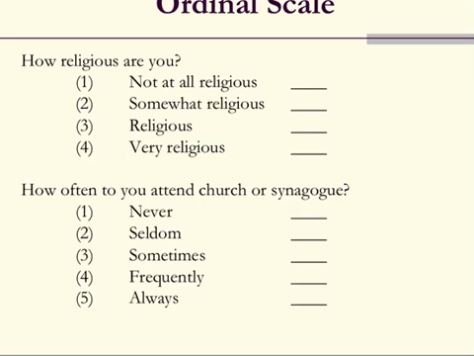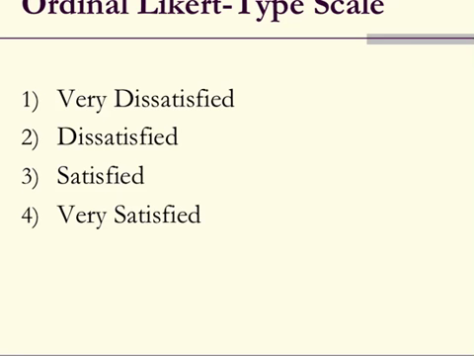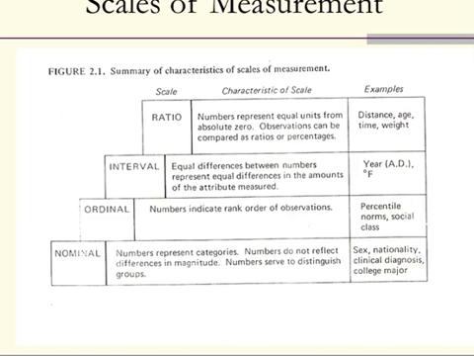An ordinal scale is anywhere along the line. It could be not at all religious, somewhat religious, religious, very religious. It could be very dissatisfied, dissatisfied, satisfied, or very satisfied. If you check out this graph, it explains it really well. Nominal units of measure represent categories. The numbers don't reflect differences in magnitude. They only serve to distinguish groups. Nominal could be sex, nationality, clinical diagnosis, or college major.